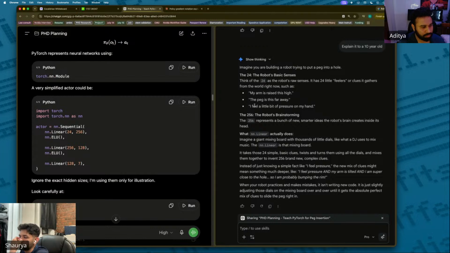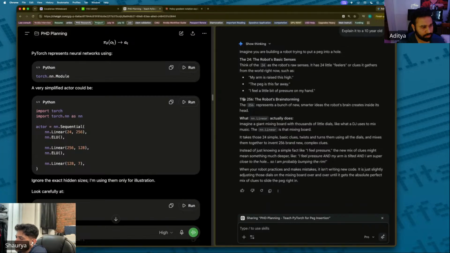Imagine you're building a robot trying to put a peg into a hole. 24 is the robot's basic senses. Think of 24 as the robot's raw senses. It has 24 little feelers or clues that it gathers from the world right now, such as my arm is raised high, the peg is far away, and so on. 256 is the robot's brainstorming. The 256 represents a bunch of new, smarter ideas the robot's brain creates inside its head.